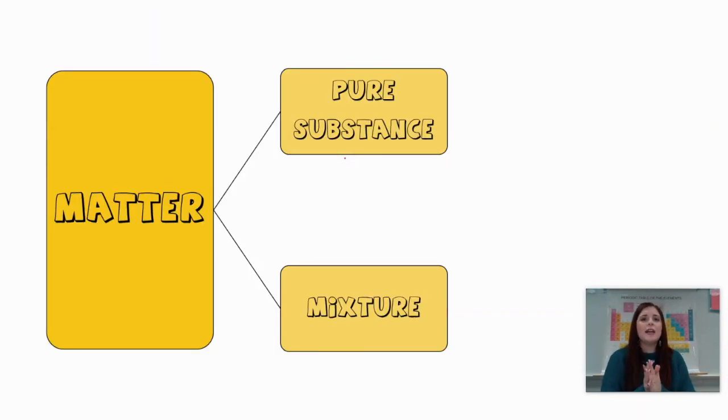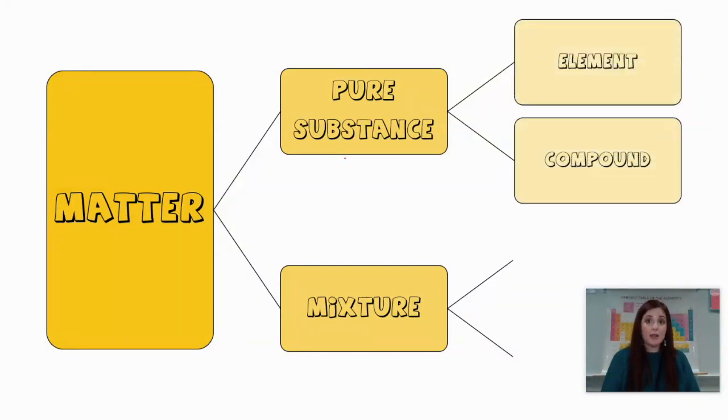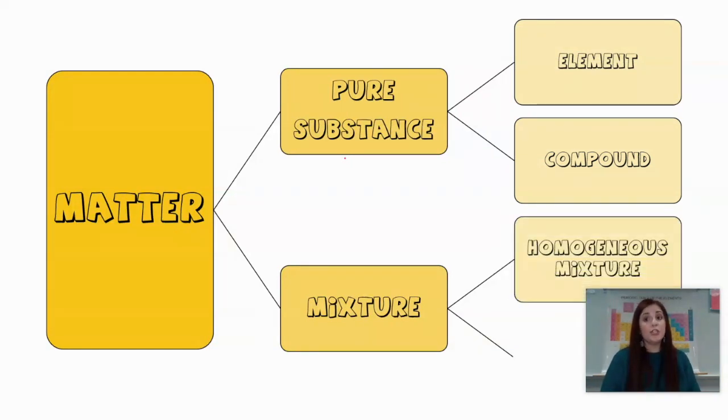However, we can also categorize each of those 2 categories into smaller subcategories. Everything is matter. Matter can be categorized into one of 2 categories, pure substances and mixtures. There are also 2 types of pure substances, and there are 2 types of mixtures. We have elements and compounds, which are both types of pure substances, and we have homogeneous mixtures and heterogeneous mixtures. So let's go ahead and differentiate between those different types.